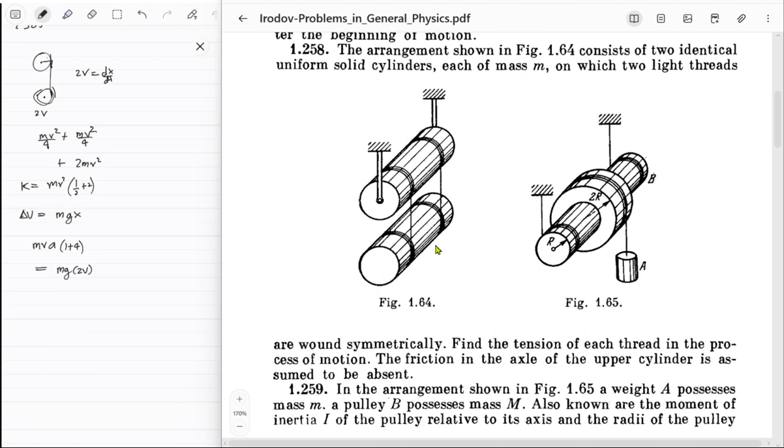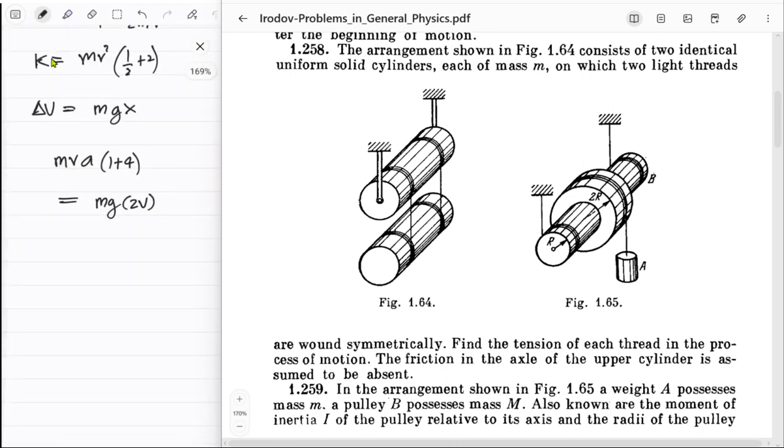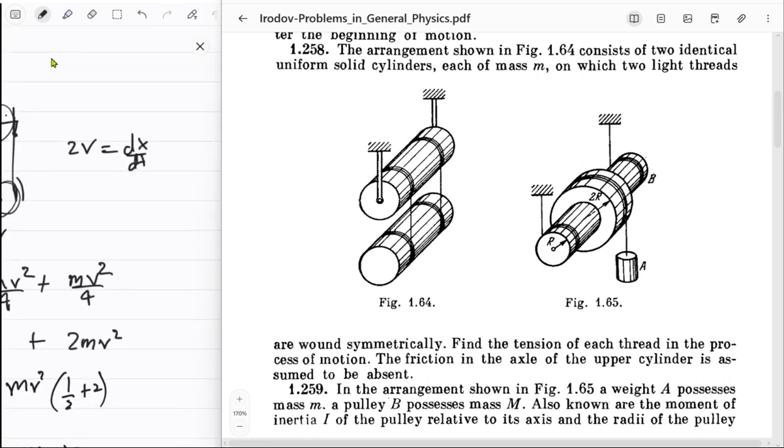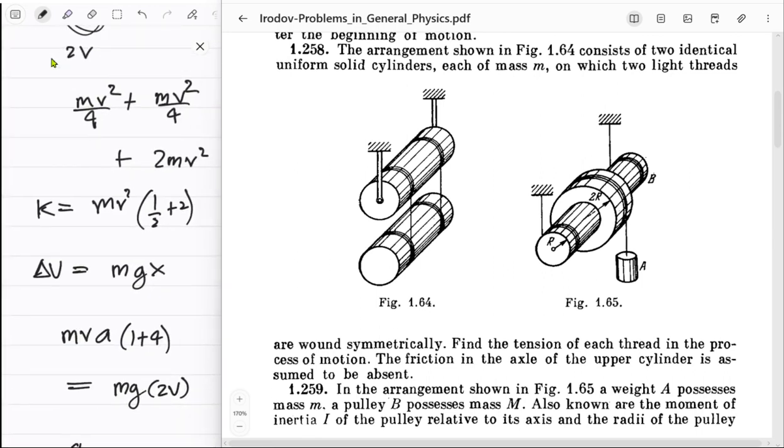And what do you want? First of all, find the tension in each thread in the process of motion. So for that, you basically just need the acceleration of this guy, right? Okay, no big deal. We can just keep going. So v is the velocity of that point. I get it. We'll figure it out later. First, just figure out what our acceleration is. So a, which is, you know what? No, that's not right.